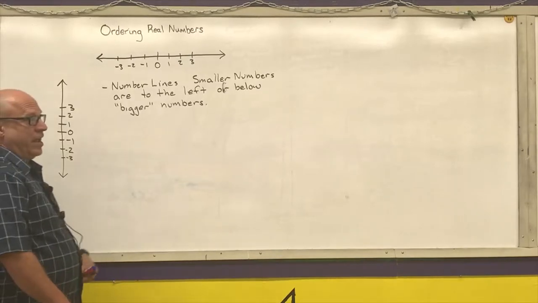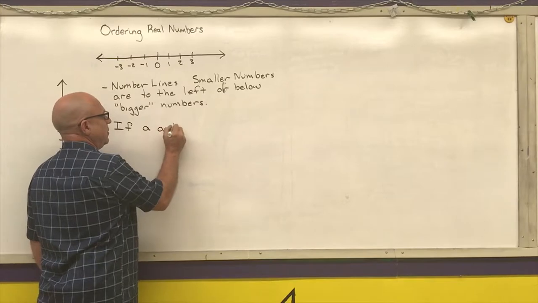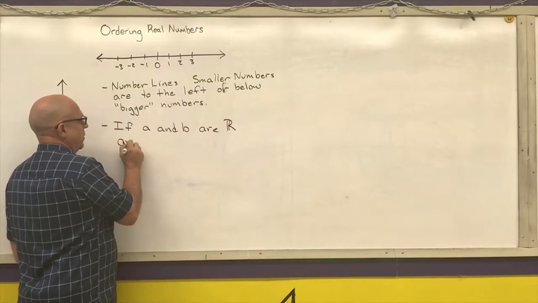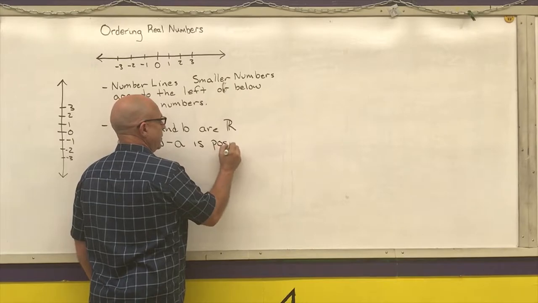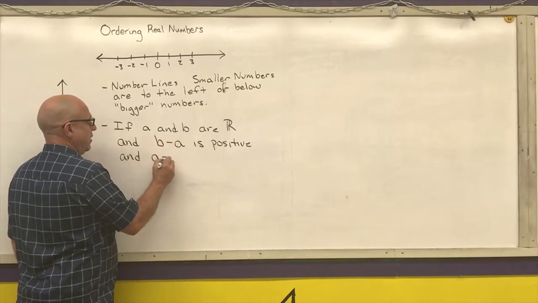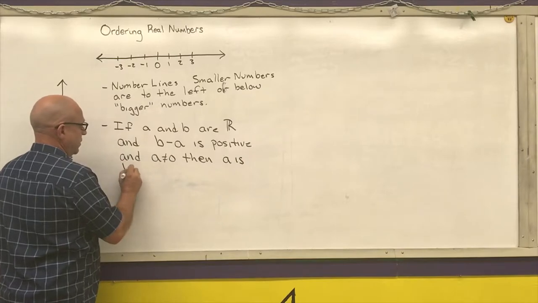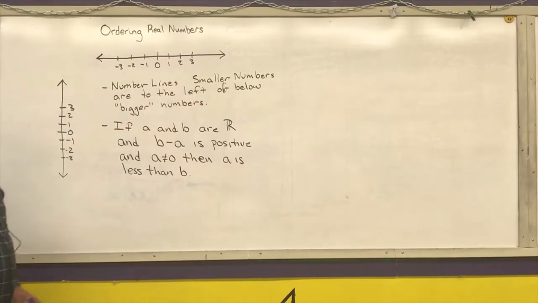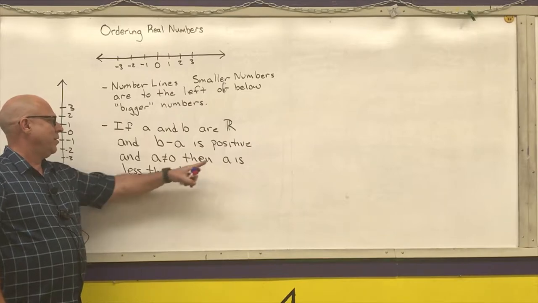The basic concept for figuring out how to order numbers: if A and B are real, and B minus A is positive, and A is not equal to zero, then A is less than B, or it's smaller than B. So if you get a positive number by subtraction, then A is smaller.